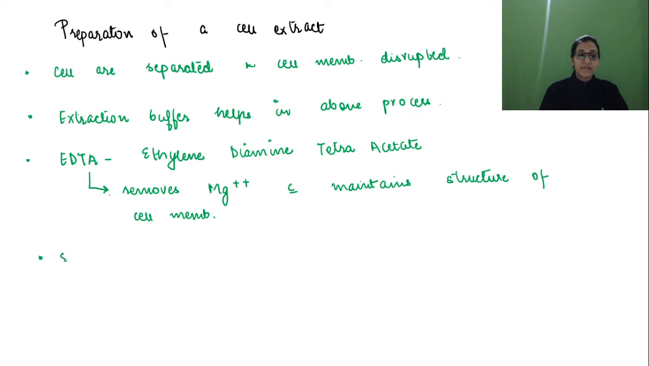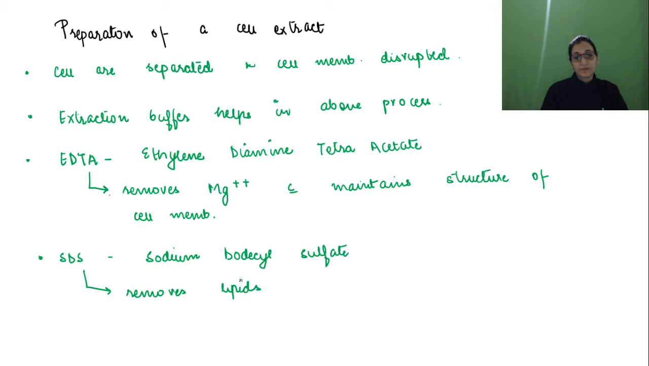Then another thing is needed, that is SDS. The full form of SDS is sodium dodecyl sulfate. Sodium dodecyl sulfate helps in disrupting the cell membrane by removing specifically lipids from the cell membrane, and thus it is included in extraction buffer. So SDS removes lipids from the cell membrane. So both of these are part of the extraction buffer.